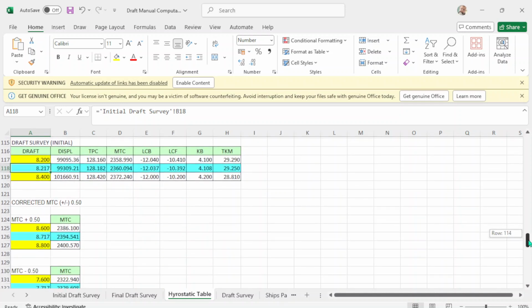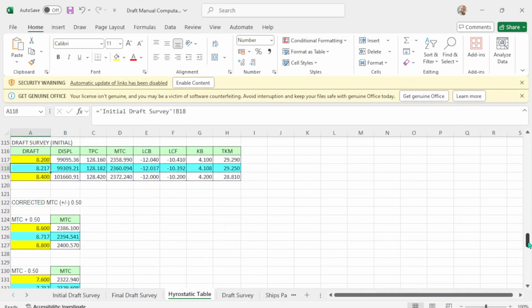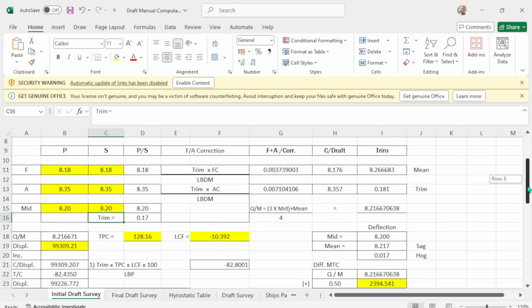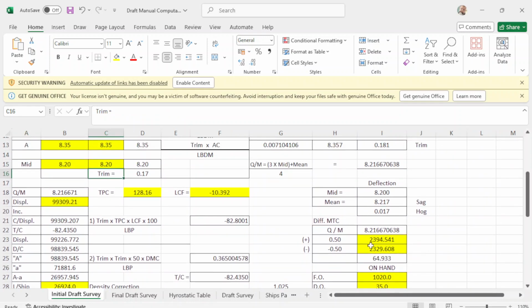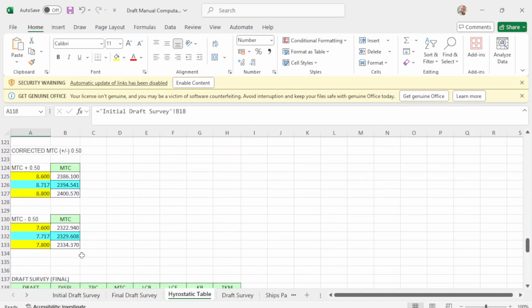And scroll down to check for the MTC plus 50, meaning 8.217 plus 50, that will be 8.717, and the value is 239454. Okay, then minus 50, that will be 8.217 minus 50, and the value is 2329608.